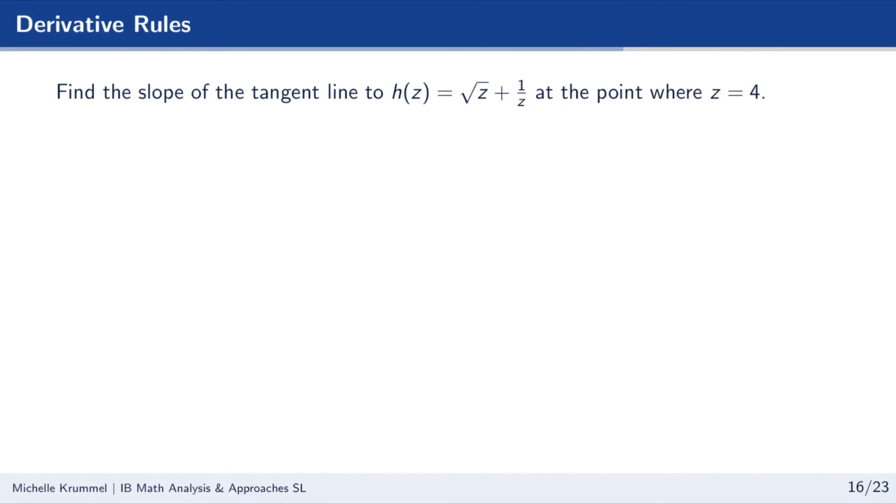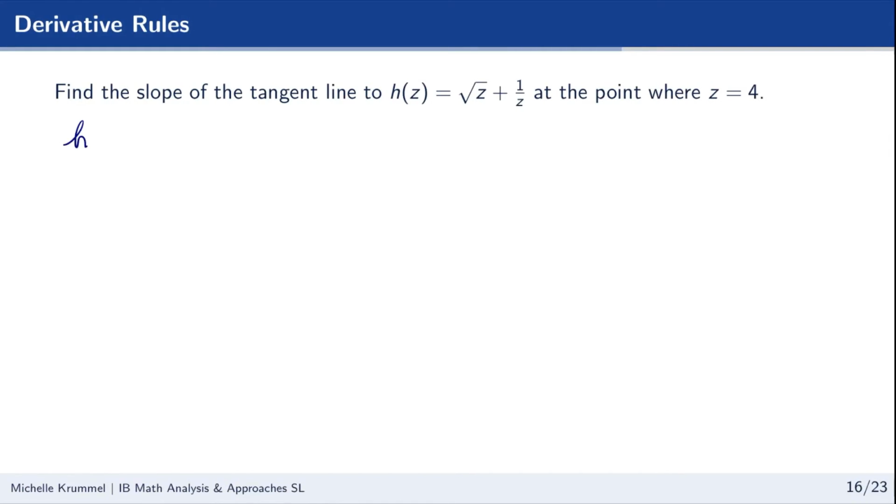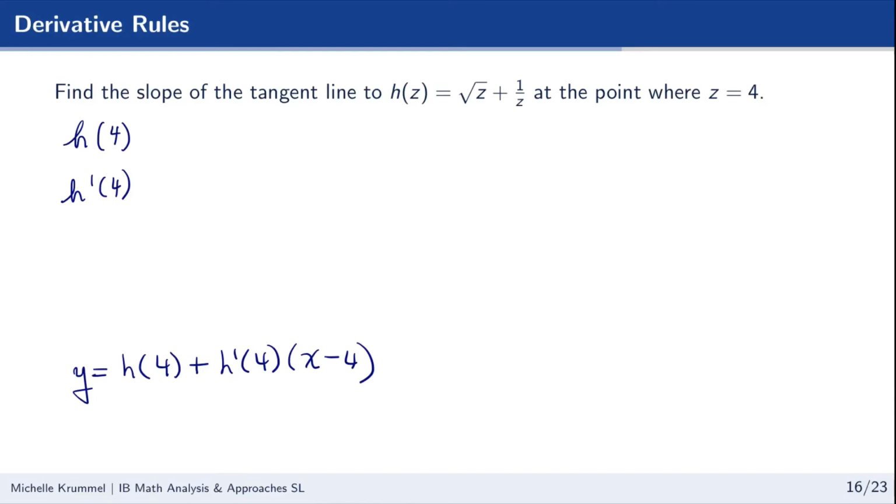Okay, let's find the slope of the tangent line to h of z if h of z equals the square root of z plus 1 over z at the point where z equals 4. So first, let's figure out what h of 4 is. When we want to write the equation of the tangent line, we need to know two things, h of 4 and h prime of 4, because our tangent line equation is y equals h of 4 plus h prime of 4 times x minus 4. That's what our tangent line equation is going to be. So we need to figure out what is h of 4, what is h prime of 4.